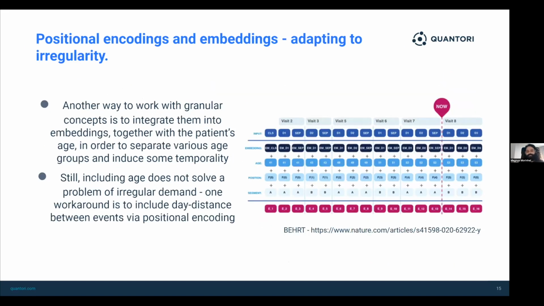So another thing that comes to mind is inside of the positional encodings and embeddings, what we have in there is, well, the first, okay, adapting to irregularity. That's a different story.